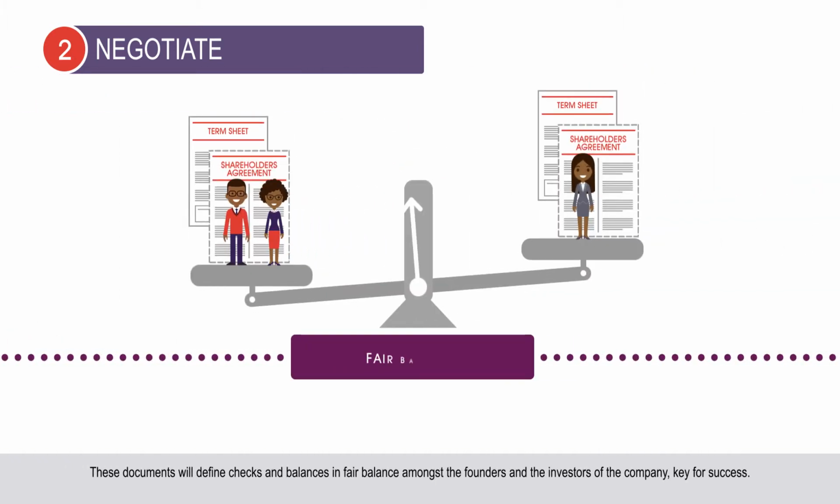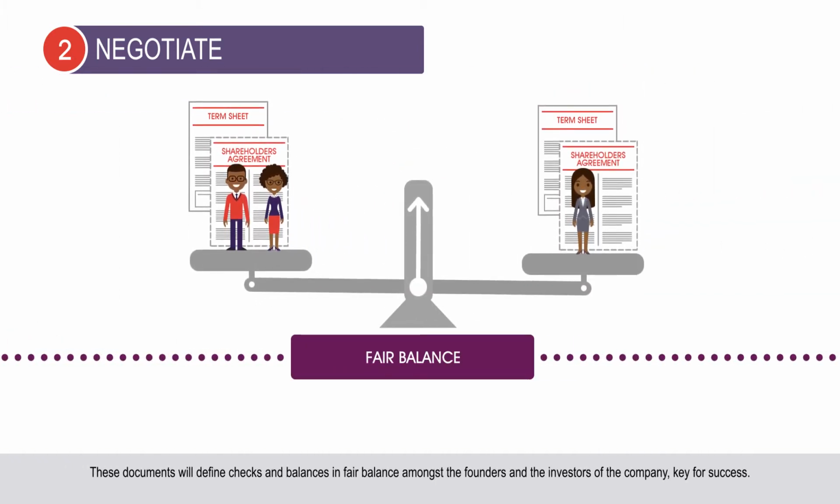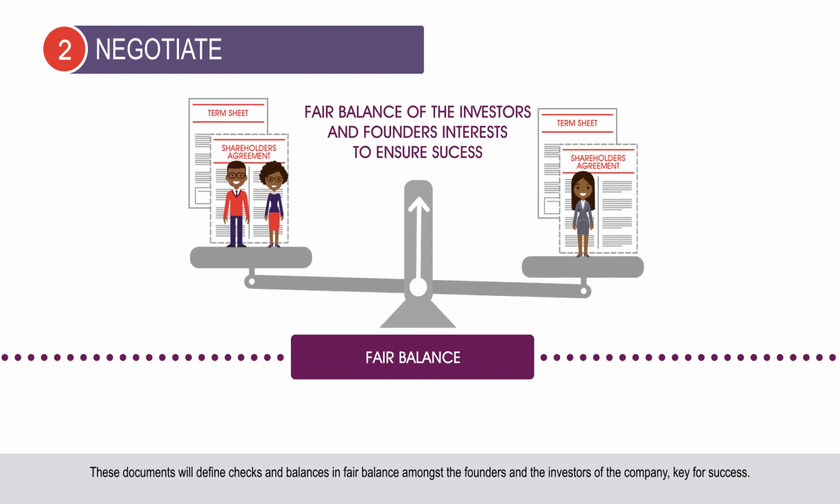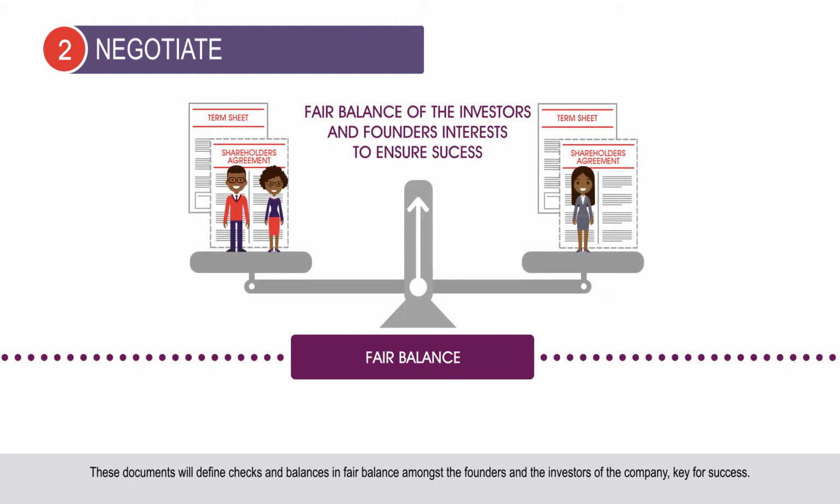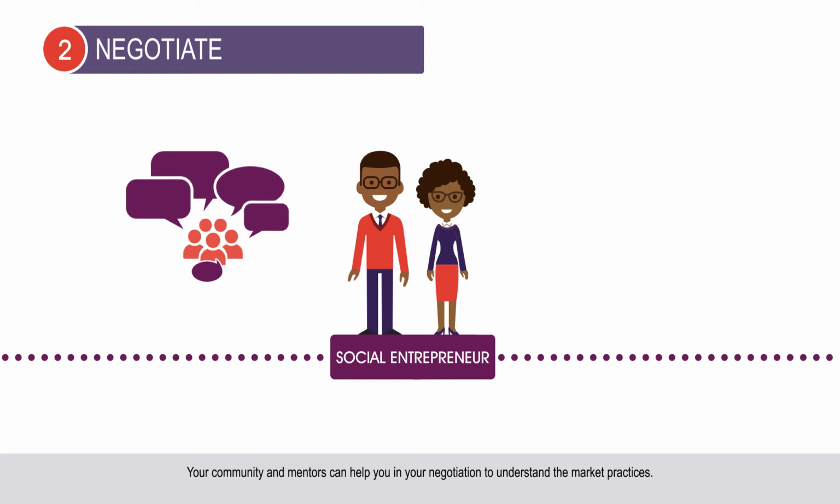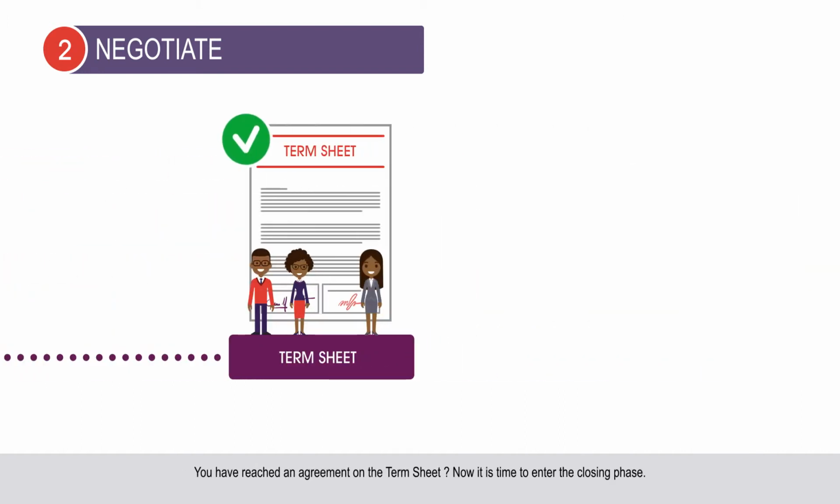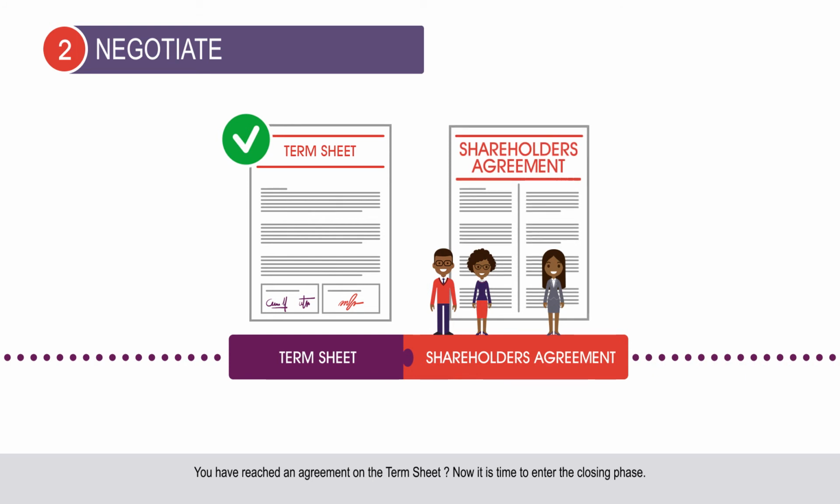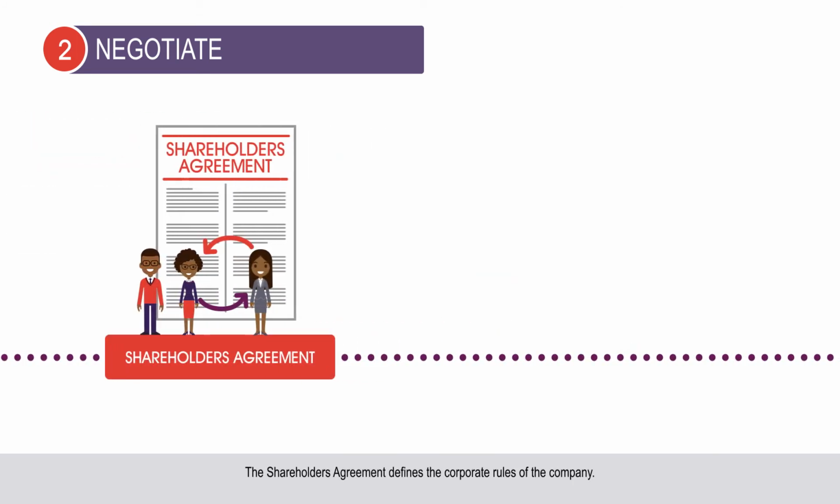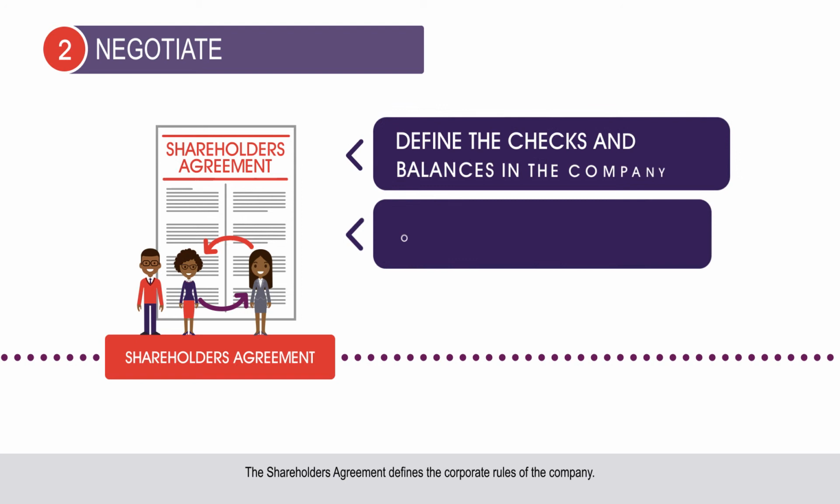These documents will define checks and balances in fair balance amongst the founders and the investors of the company, a key for success. Your community and mentors can help you in your negotiation to understand the market practices. You have reached an agreement on the term sheet. Now it is time to enter the closing phase. The shareholders' agreement defines the corporate rules of the company.